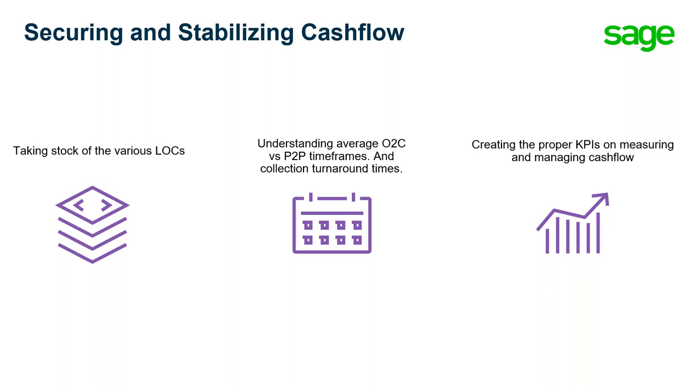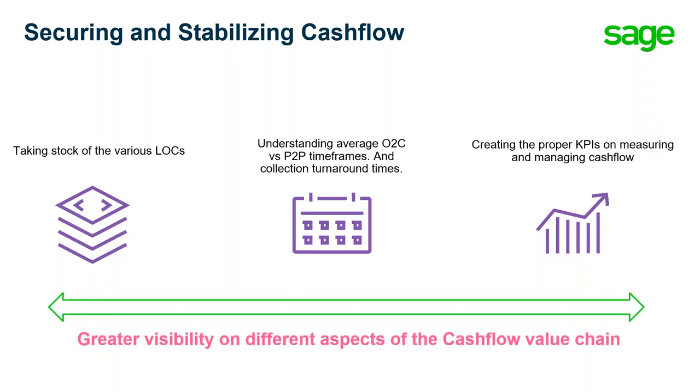So the question to most businesses out there is, how do they actually gain greater visibility using the data they have on different aspects of this entire cash flow value chain?